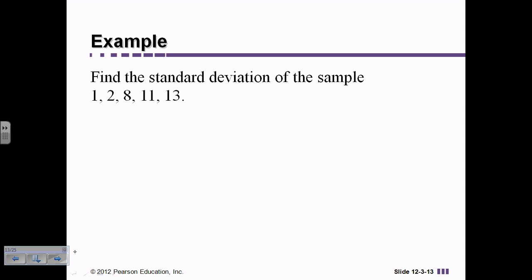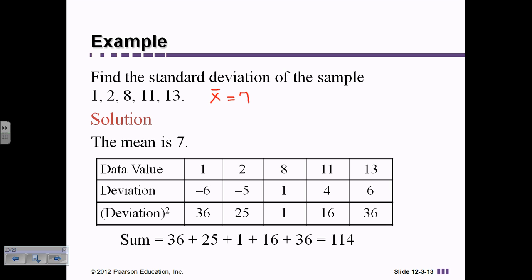So let's look at this. So we have the numbers 1, 2, 8, 11, and 13. So if I find the average of those numbers, the average is 7. So X bar is 7. And again, I did that by taking 1 plus 2 plus 8 plus 11 plus 13 and dividing it by 5. So then let's look at a chart, because it does help to put this in some sort of chart format. So I take each number in my data set and I subtract it from 7, or subtract 7 from it.